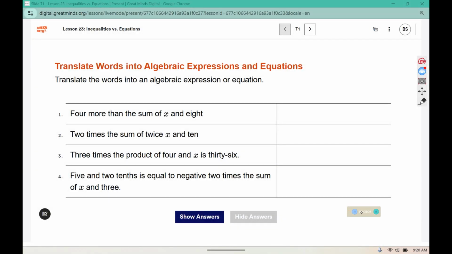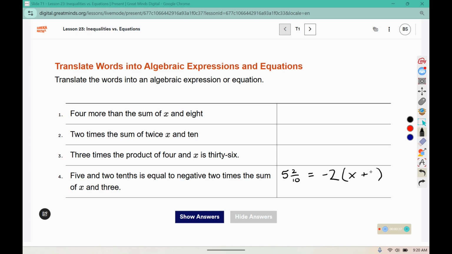Translate the words into an algebraic expression or equation. 5 2/10 is equal to... -2 times the sum, so that's a grouping word, of x and 3. Work through problems 1 through 3 to rewrite those using algebraic expressions or equations if it tells you that it needs an equal sign.